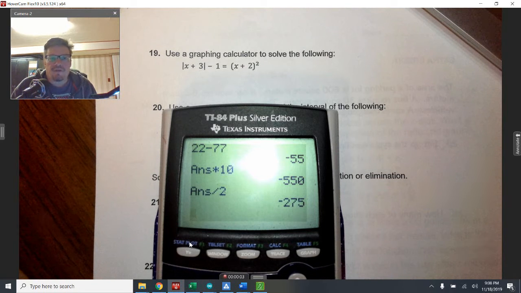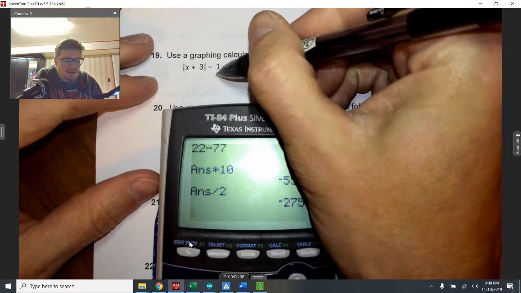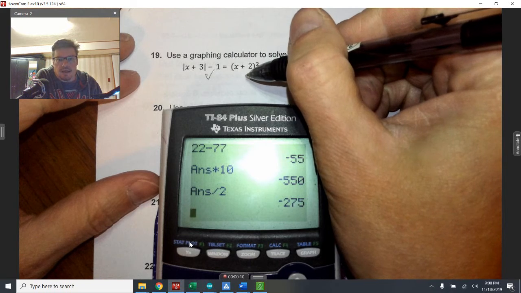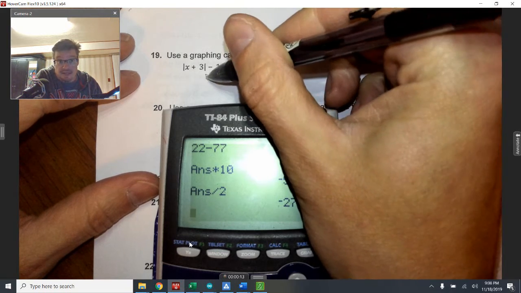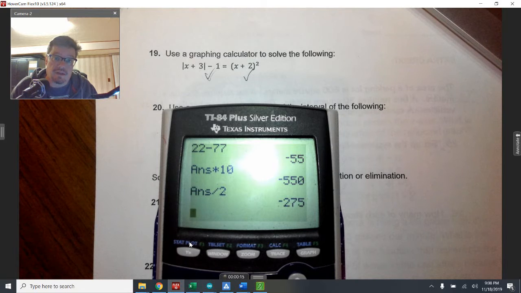19. Use a graphing calculator to solve the following. Now, I see a quadratic on this side, and I see a quadratic here, and this is an absolute value. So if I want to solve something, I'm looking for their intersections, okay? This is really hard to solve algebraically. I don't even know if I could do it. I'd have to really think about it. But if I have a graphing calculator, that's totally fine. I just need to find out where they intersect with each other.